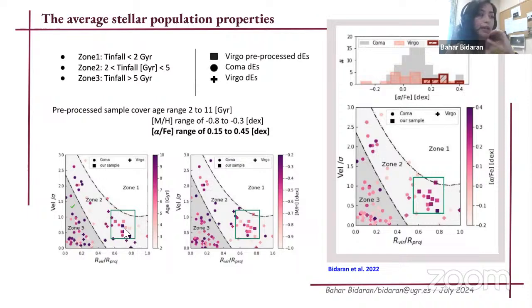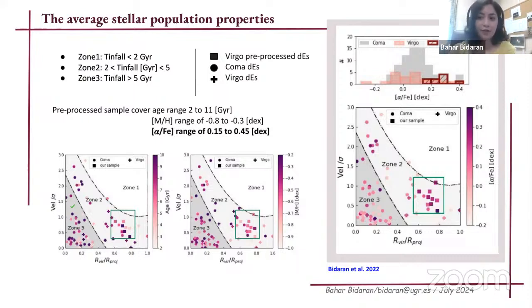Here I'm showing the galaxies, the 9 pre-processed candidates that we are working on, with a square symbol, and they are further marked with a green box. I'm comparing them with equally massive, and I have to emphasize equally massive.